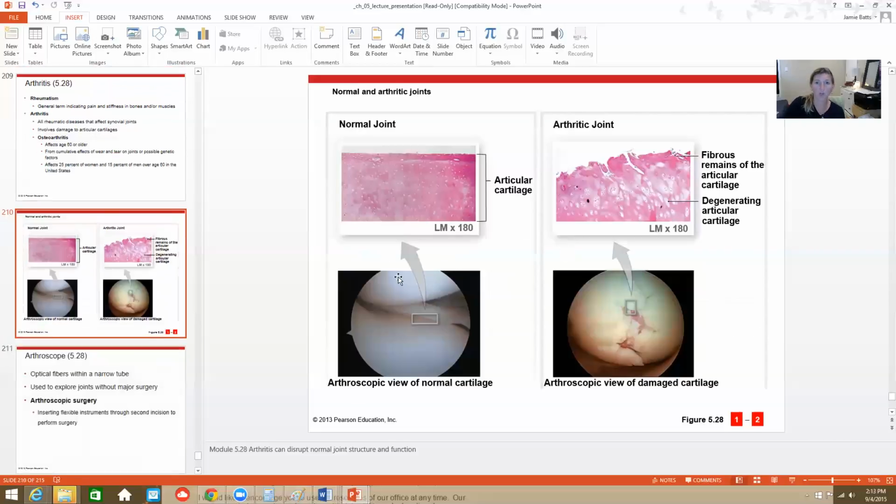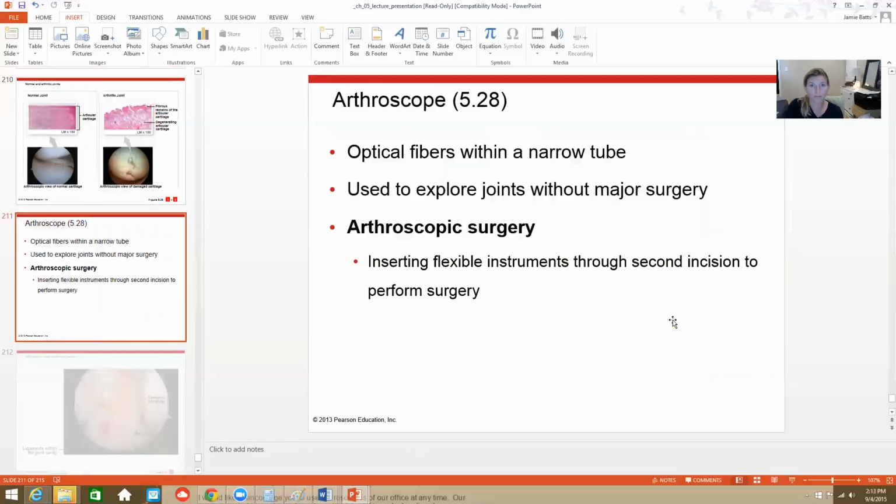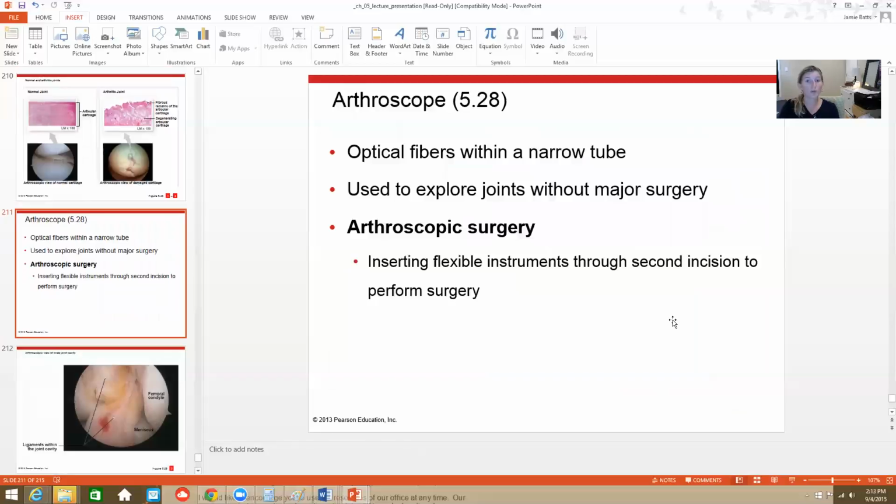So here you see normal cartilage. It's nice and smooth and healthy looking, whereas arthritic joint cartilage is tearing, ripping, and wearing away. An arthroscope is a small device that's used to examine these structures, and arthroscopic surgery is when they're actually putting a device into your body along with the medical instruments so they can see what they're doing as they're operating.